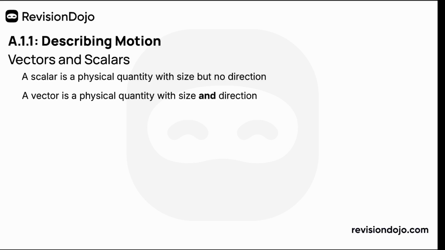So, the first section of this subunit is vectors and scalars. What we need to understand at first is that when we talk about vectors and scalars, we are talking about quantities. We are talking about types of quantities, actually. The definition of scalar is a physical quantity with size, but no direction. The definition of a vector is a physical quantity with size and direction. These definitions were directly taken from the textbook, and I highly recommend you memorize them.